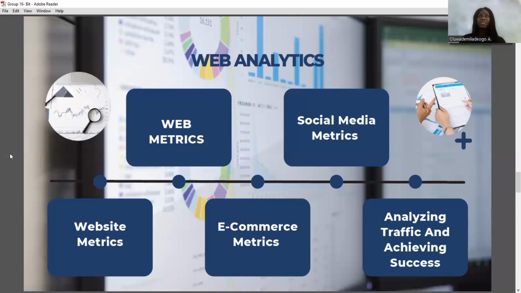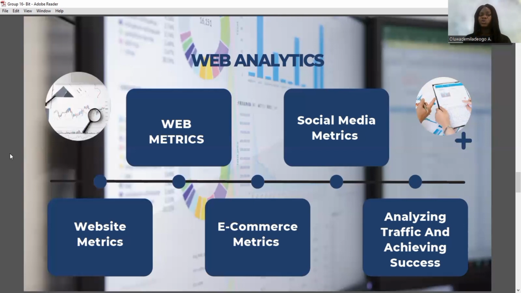First of all, web analytics is about tracking how many people visit a company's website, the click stream, the clicks per second, and so many other things. There are different metrics one can use in measuring this. We have web metrics, social media metrics, website metrics, and e-commerce metrics.